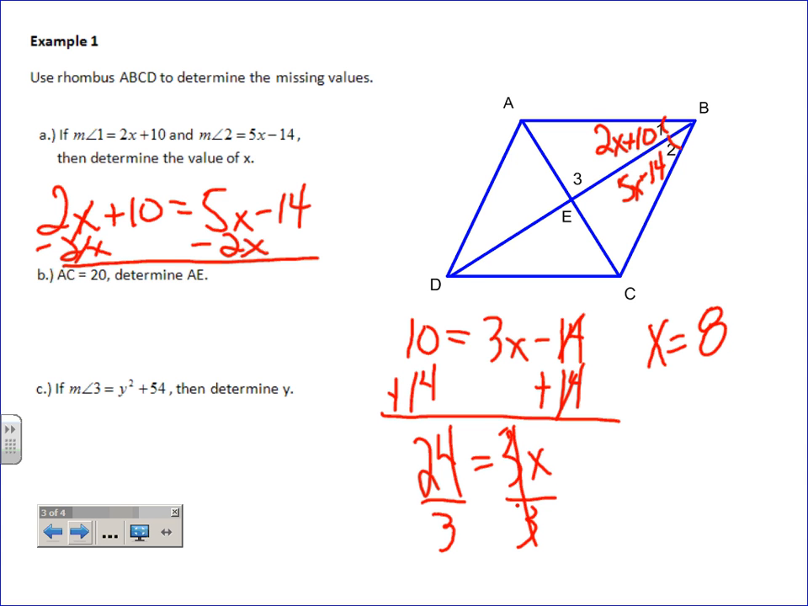And it's always good to check. Put 8 back in. 8 times 2 is 16, plus 10 is 26. 5 times 8 is 40, minus 14 is also 26. And so we are good there. We don't have to worry about that. It works out properly. Okay?